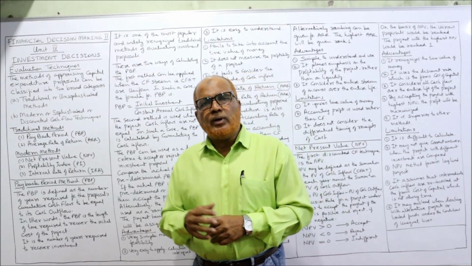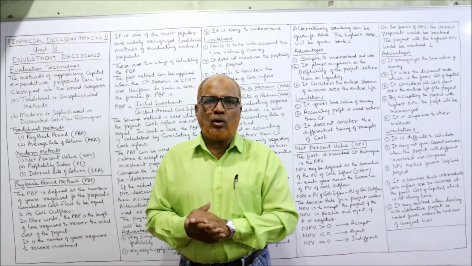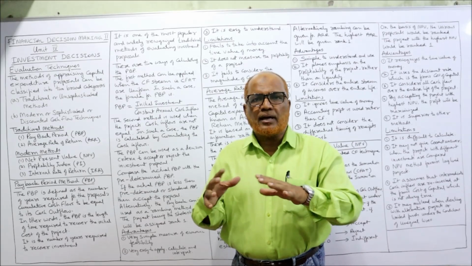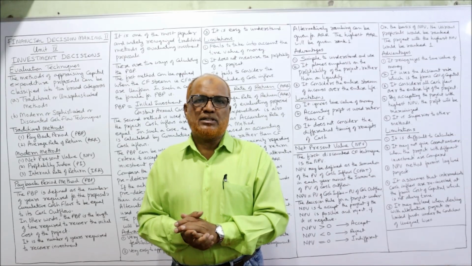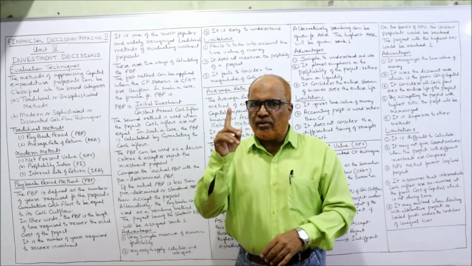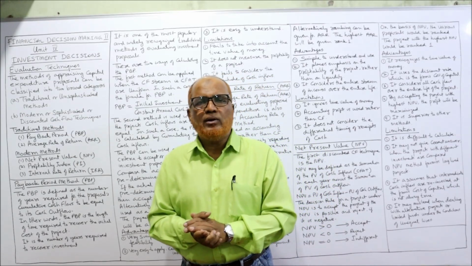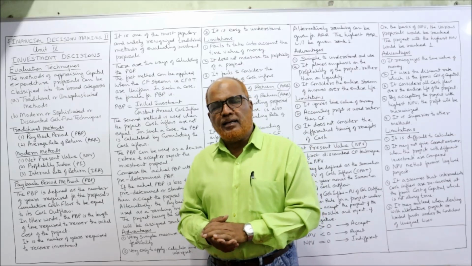Next we discussed incremental cash flows, cash flow versus accounting profit, then tax implication on capital budgeting proposals, and lastly, uncertainty in capital budgeting. These are the topics I already covered in the first video on investment decision. Now, in this video, I am going to explain the evaluation techniques.